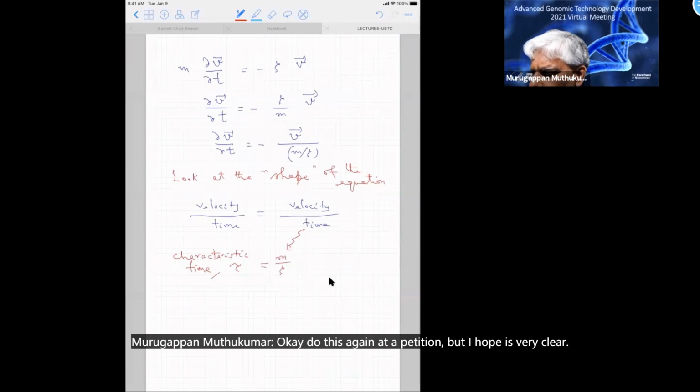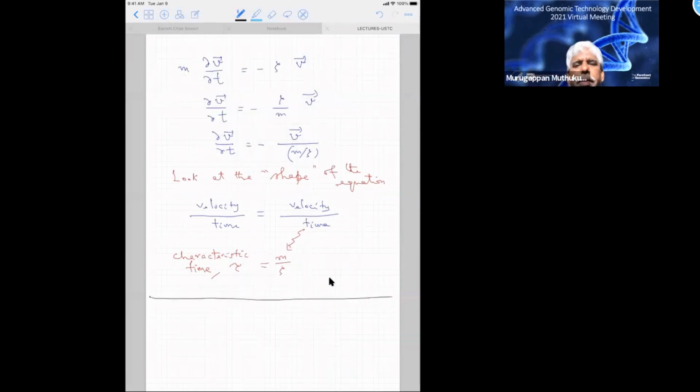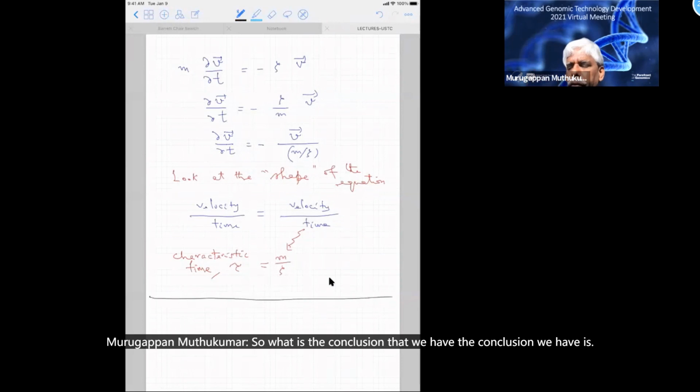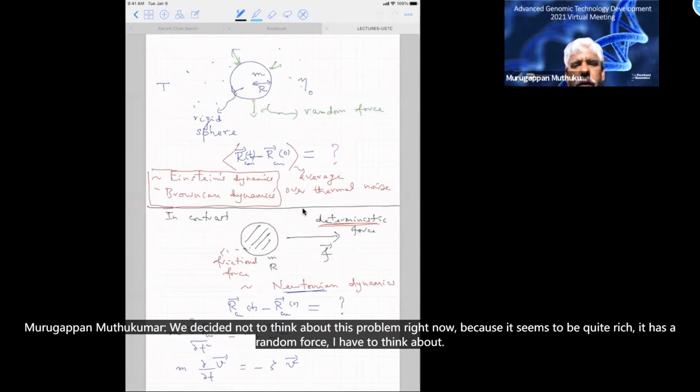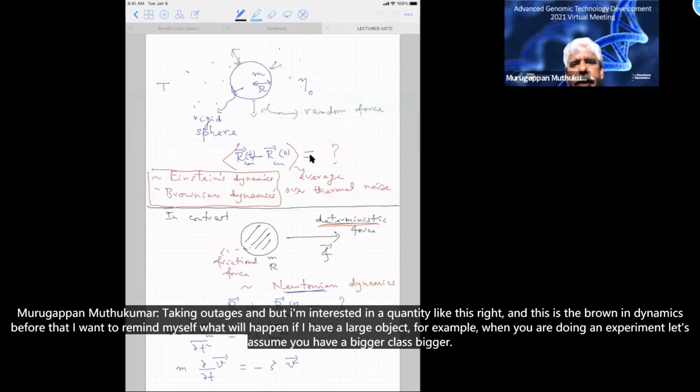This is again a repetition, but I hope it's very clear. So what is the conclusion that we have? The conclusion we have is we decided not to think about this problem right now, because it seems to be quite rich, because for the random force, I have to think about taking averages, but I'm interested in a quantity like this. And this is the Brownian dynamics.